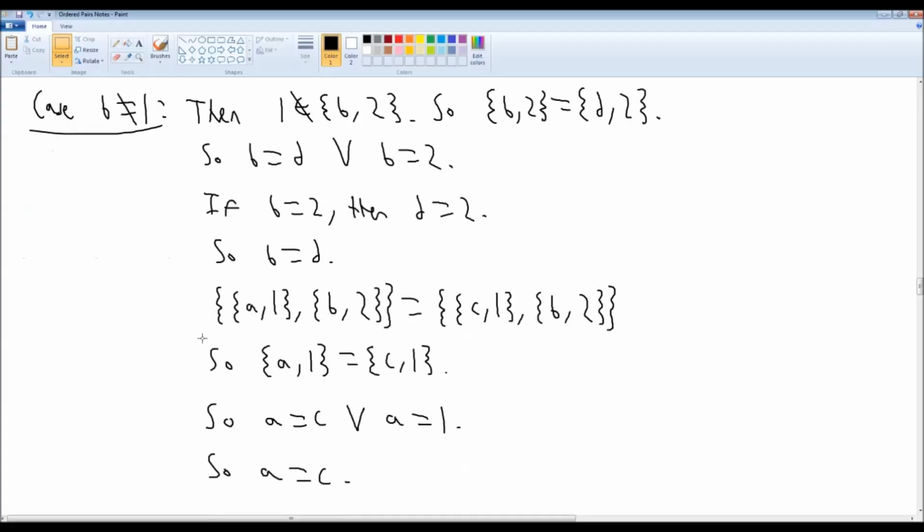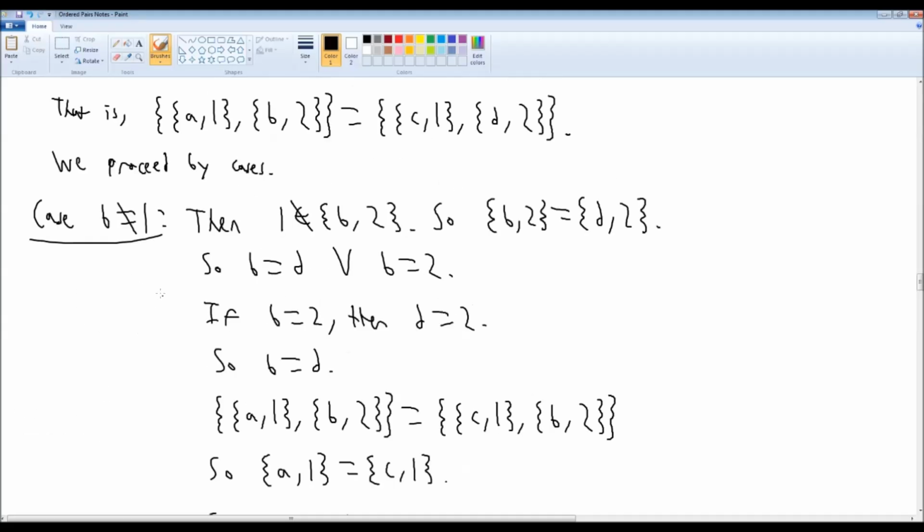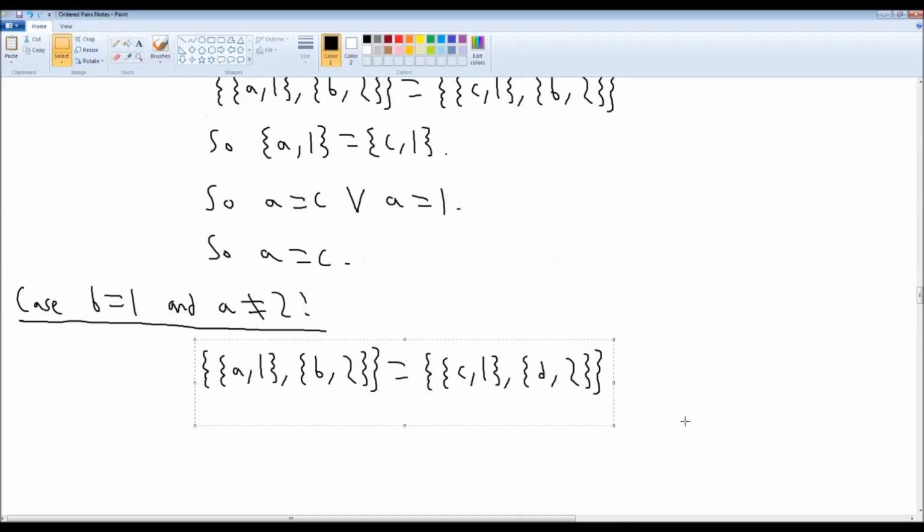Now let's try another case. Let's try to prove the theorem now for the special case that B does equal 1, but A is not equal to 2. Well, we still have this, right?